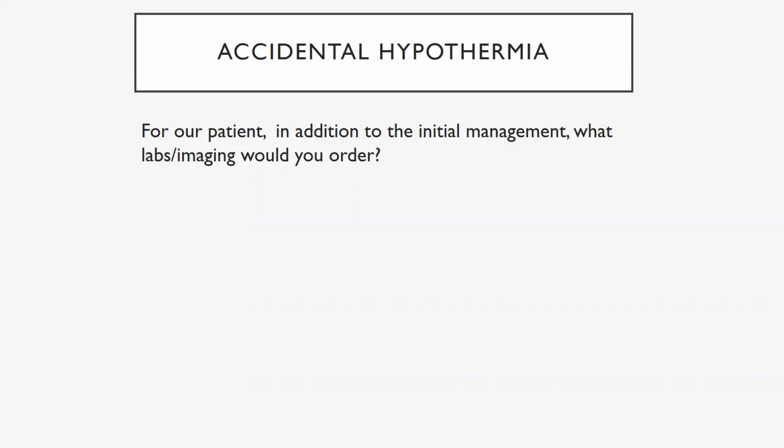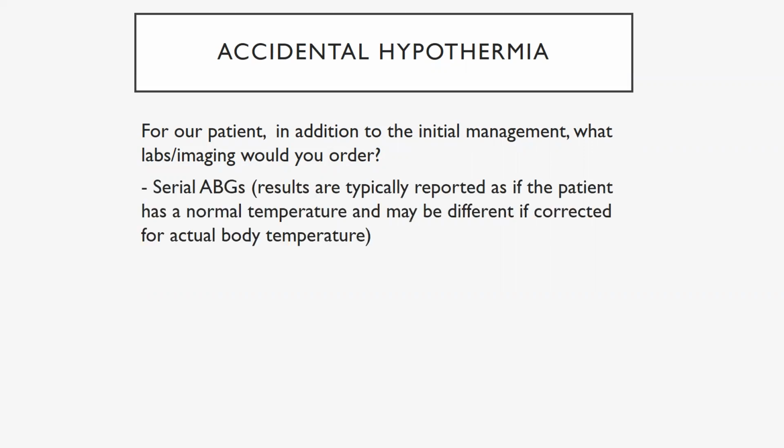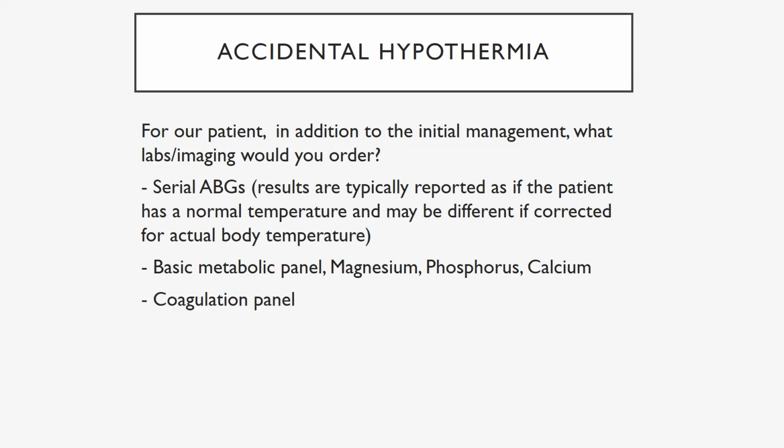ABG, yeah. What's the thing you want to keep in mind when you order the ABG on these patients? Yeah, so you have to correct it for the temperature, right? When you get those ABGs with core body temperature that low, they may not be truly reflected because your oxygen dissociation curve shifts, right? So you have to keep that in mind when you interpret these ABGs. So ABGs, your electrolyte panel.